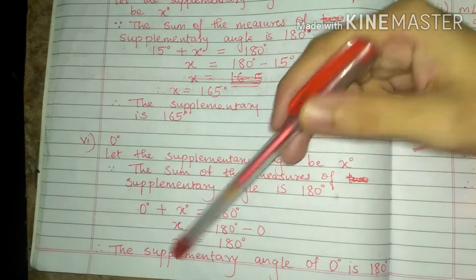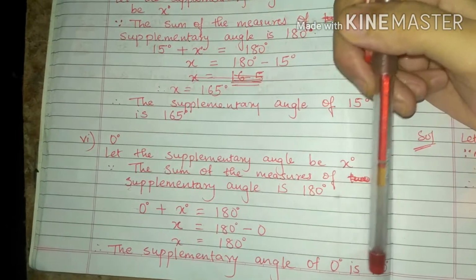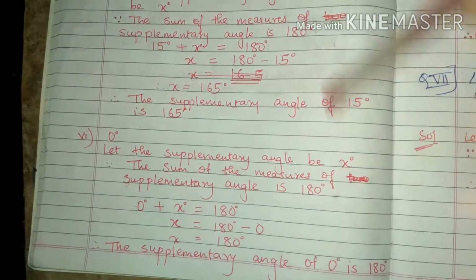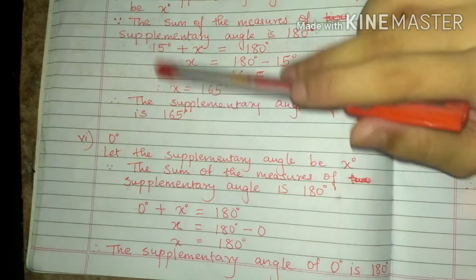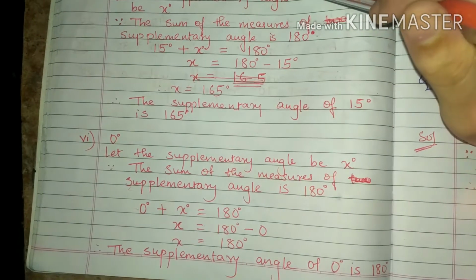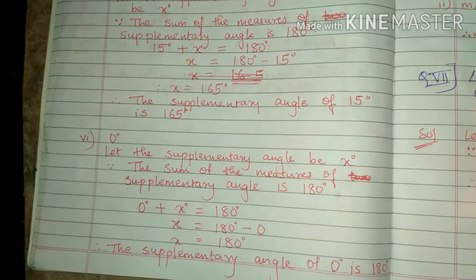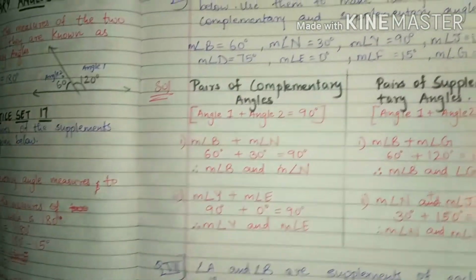So the supplementary angle of 0 degrees is what? 180 degrees. So this is very easy, like we have done in the complementary angle. In that way only you have to solve for supplementary angle. Okay, now let's see the second question.